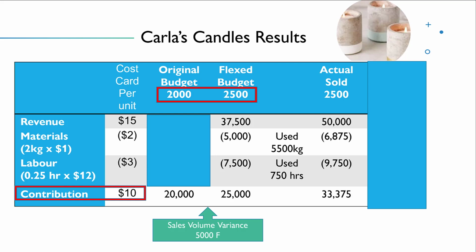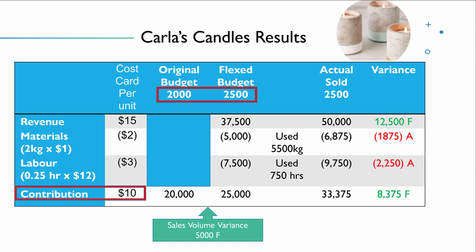We move from the original budget to the flex budget by doing the difference between the quantity sold and the quantity that we originally budgeted to sell, times by the contribution of 10. And that gives us 5,000. We now no longer look at that original budget because we've calculated the sales volume variance, which takes care of it. The variances now are all calculated for the individual lines based on the flex budget.